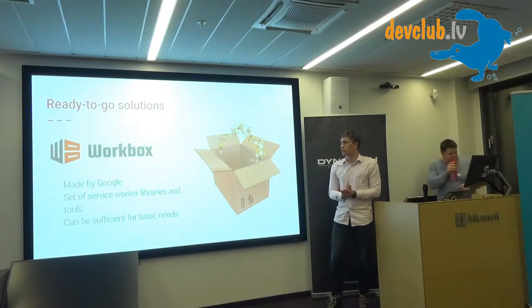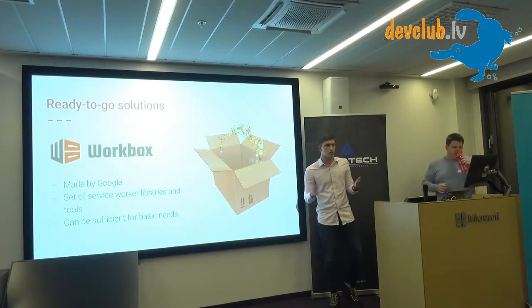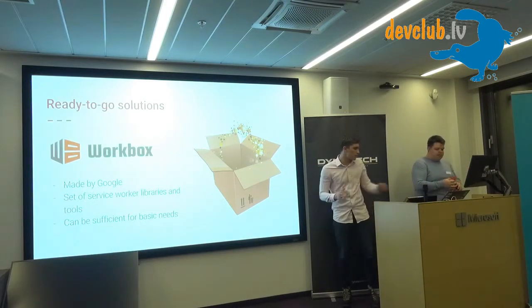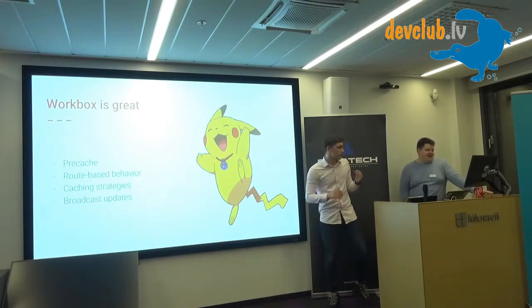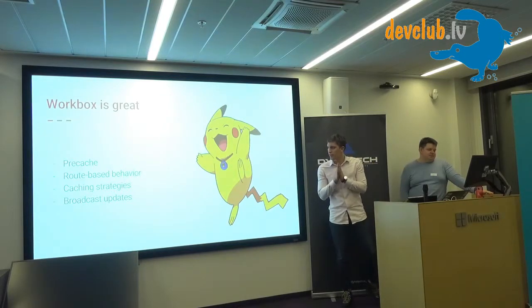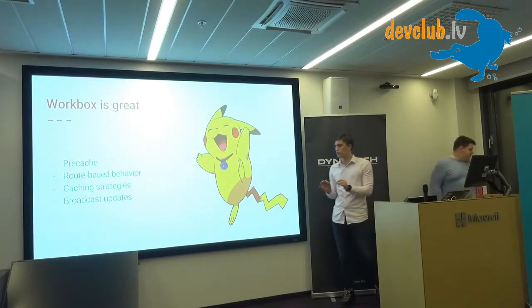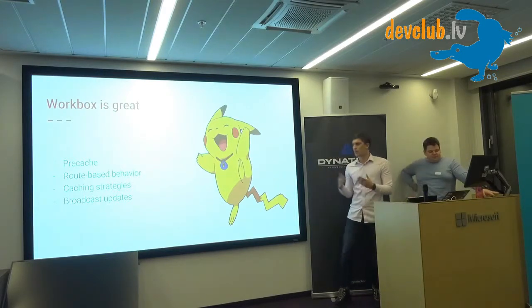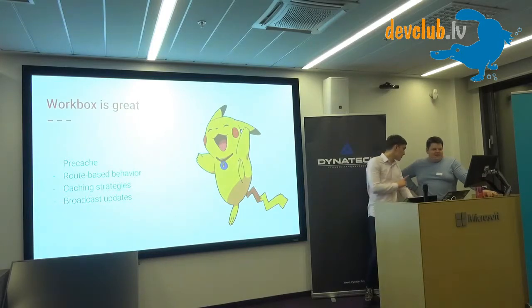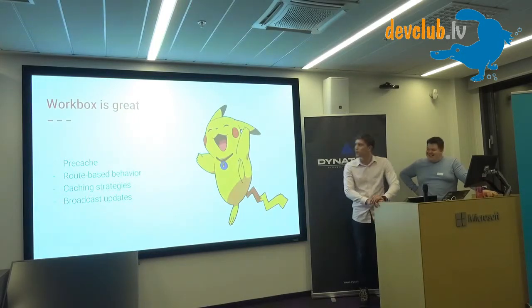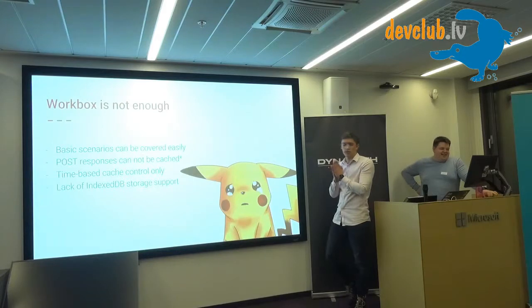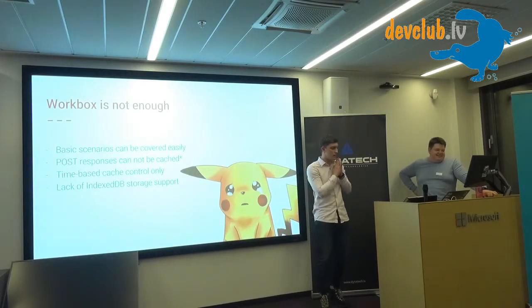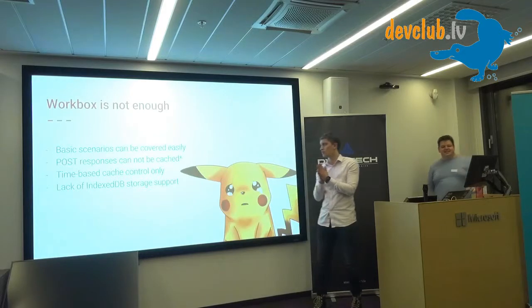And as a solution, Google has released its toolbox called Workbox, which consists of amazing tools like pre-cache, route-based behaviors, and the most interesting is the cache strategies. So it allows you to implement different cache behaviors on different routes. Before we speak about examples, Workbox has disadvantages. And the most important for us is the lack of post caching, so you cannot really cache post.